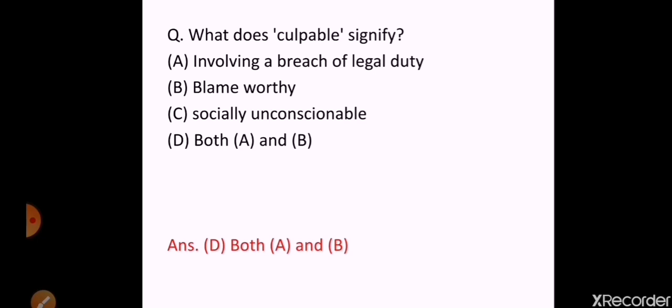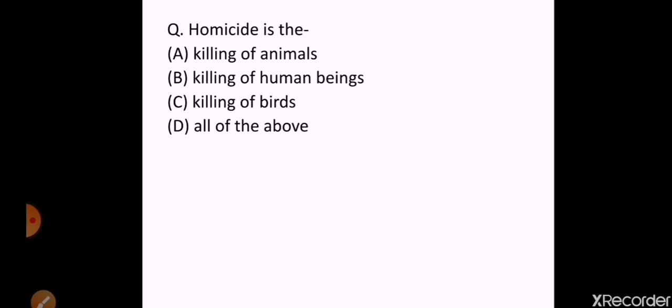Okay, so next question is, homicide is the A. killing of animals, B. killing of human beings, C. killing of birds, D. all of the above. So the correct answer is, look, in the starting only I have told about this chapter, which is concerned with the killing of, like attempting to kill, it's all about life and of human beings. So you can eliminate option A and C, and obviously D also. The correct answer will be answer B.